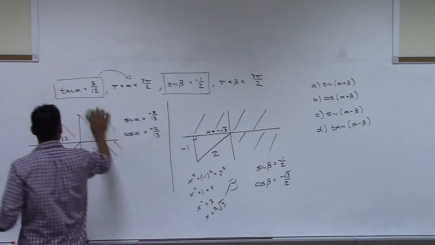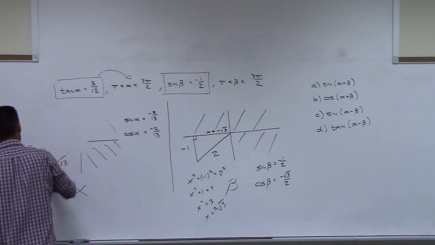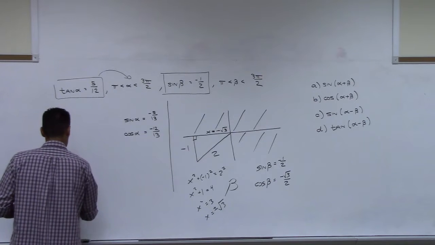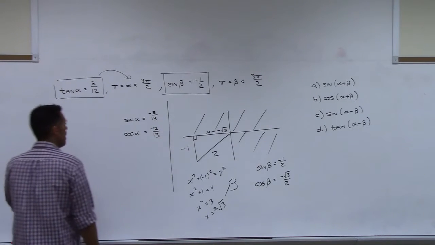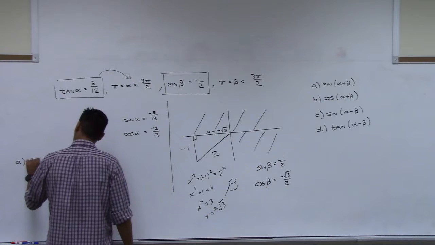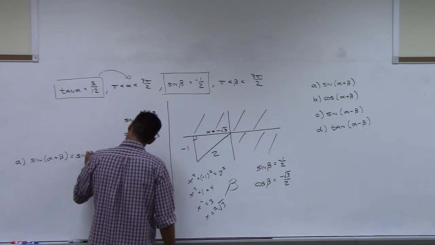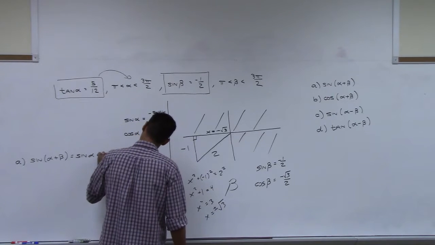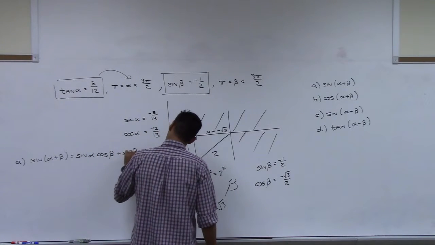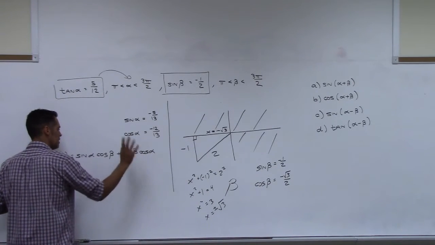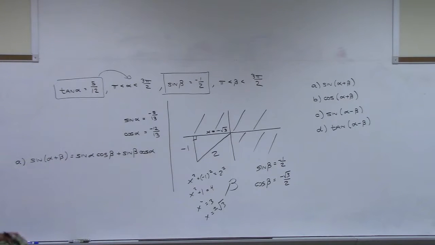So for part A, I use the formula that sine of alpha plus beta equals sine alpha cosine beta plus sine beta cosine alpha. I know that some of you are using the formula differently, like you're flipping these, and that's fine. It doesn't matter. Multiplication is commutative.